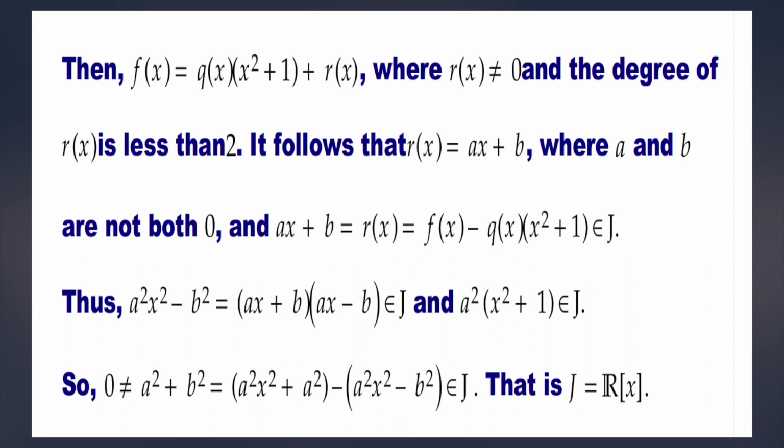Thus, a squared x squared minus b squared equals (ax plus b) times (ax minus b), which belongs to J, and a squared times (x squared plus 1) belongs to J. So, 0 is not equal to a squared plus b squared, which is equal to a squared (x squared plus 1) minus (a squared x squared minus b squared), and this belongs to J. That is, J is equal to R[x].